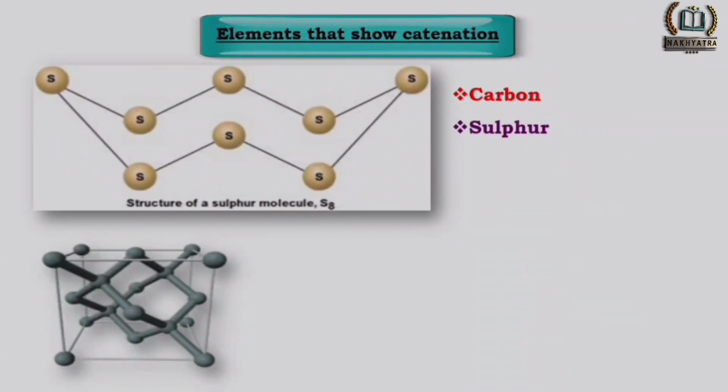Now the elements that show catenation. What are the elements that show catenation? We will see. First is carbon, then sulfur. See, this is the structure of a sulfur molecule, formula S8. Third is silicon and fourth is phosphorus. So these are the elements that show catenation: carbon, sulfur, silicon and phosphorus.